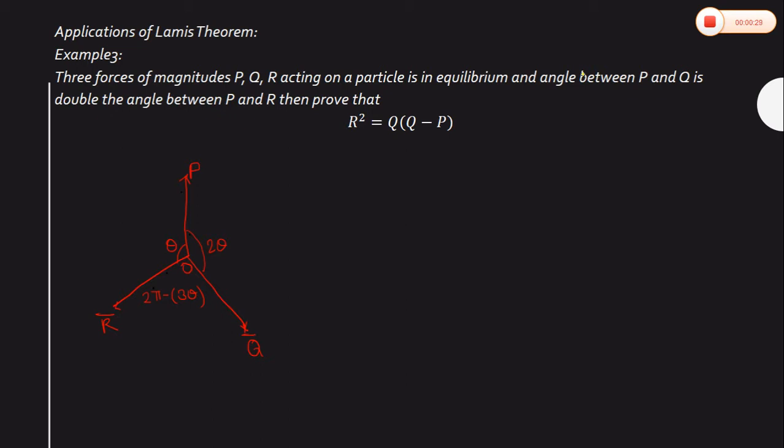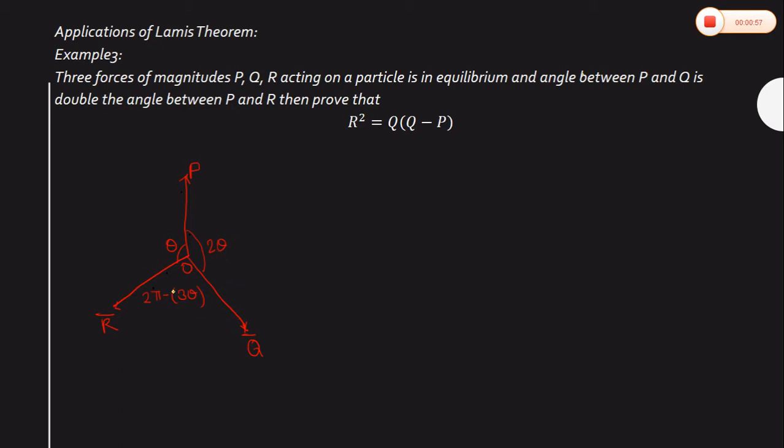For this purpose, we have to draw the diagram of these three forces acting at point O. This is a force P, this is Q, this is R acting at one point, and according to the given condition, the angle between P and Q is double that between P and R. Therefore, we consider the angle between P and R as theta, so the angle between P and Q is 2 theta.